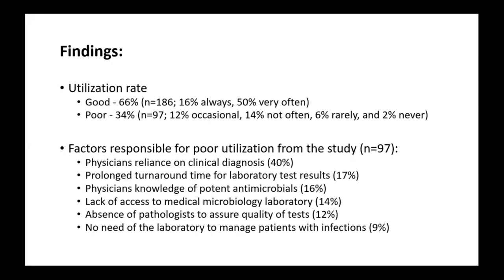population. Now 60% always use the laboratory, and 50% very often use the laboratory. So they consider that as good use of the laboratory. And then we have poor use of the laboratory, 34% of the study population. That included 12% occasional users, 14% of those who use it not often, 6% who rarely use the laboratory, and 2% who never use the laboratory.